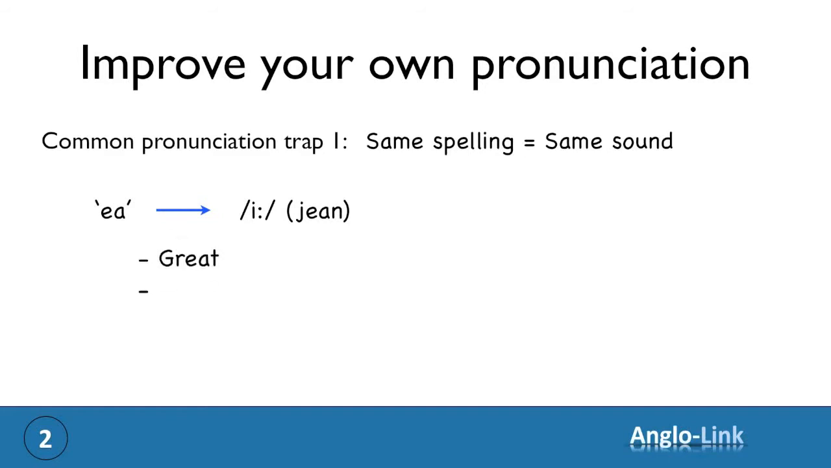great, hear, learn, instead. So, this is the best example of the same combination of letters, EA, having 5 different sounds.